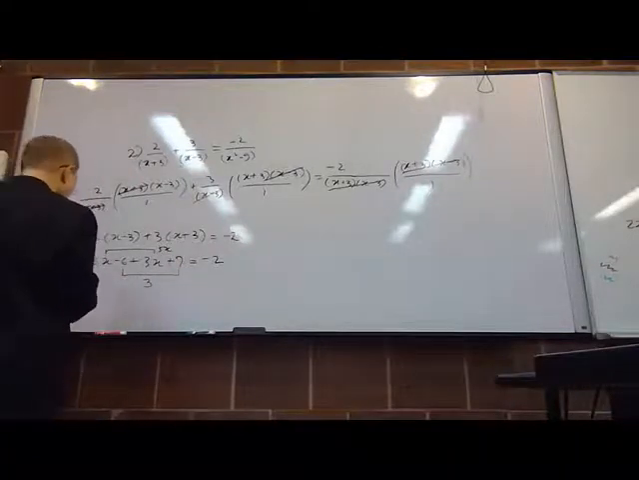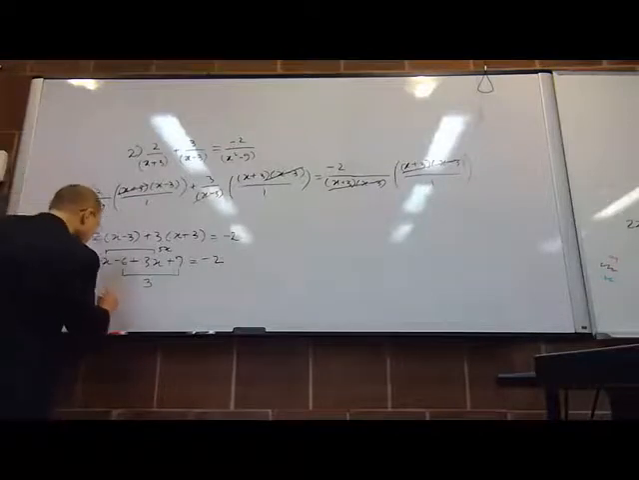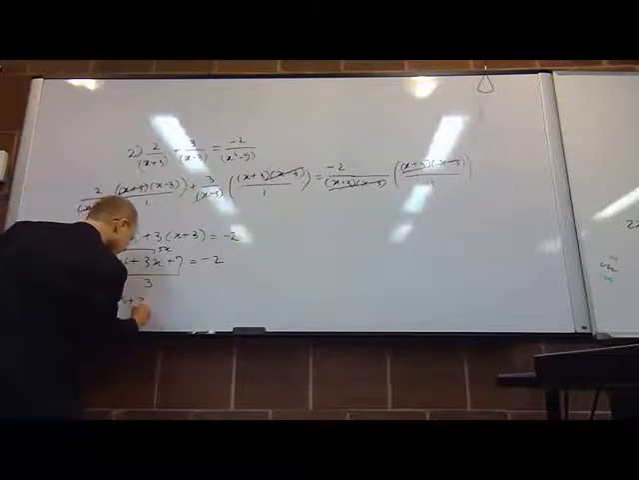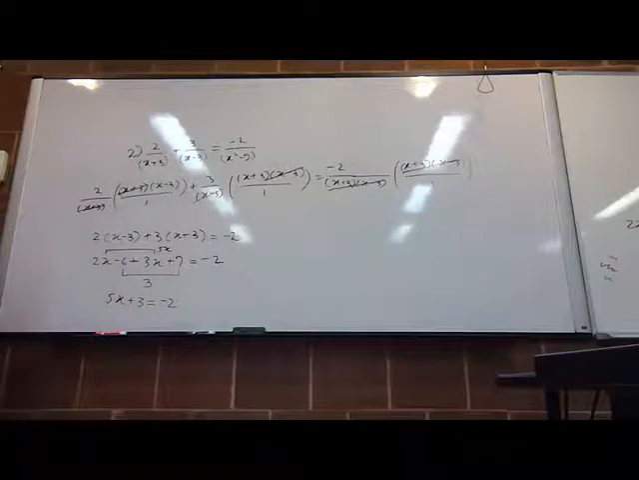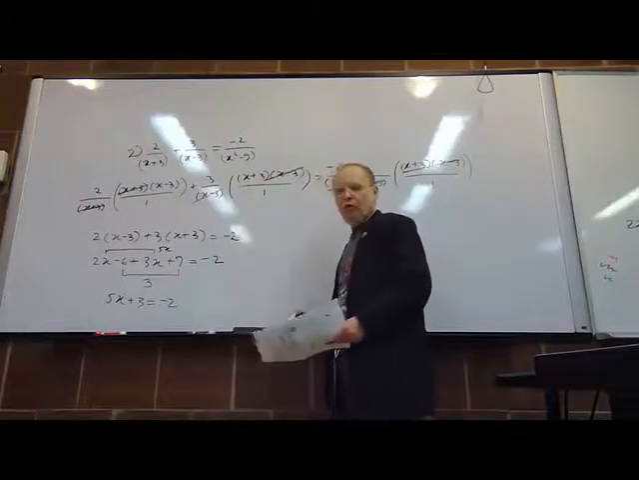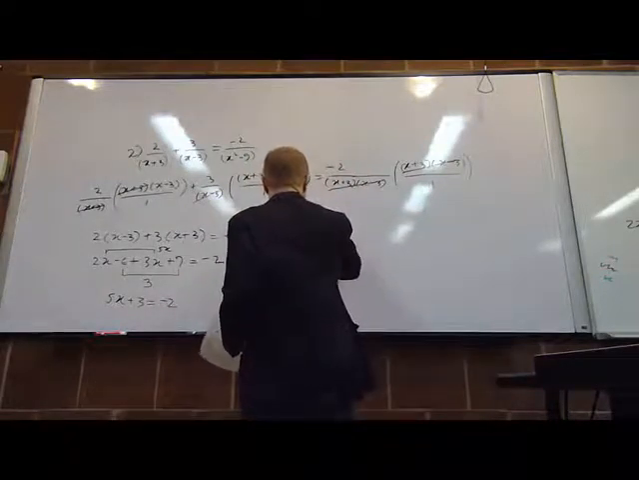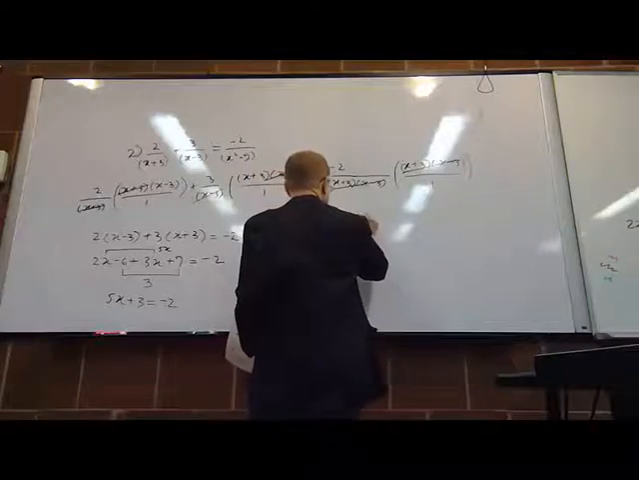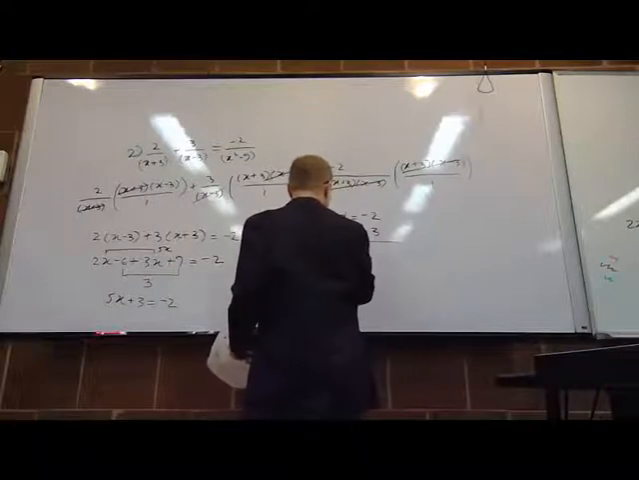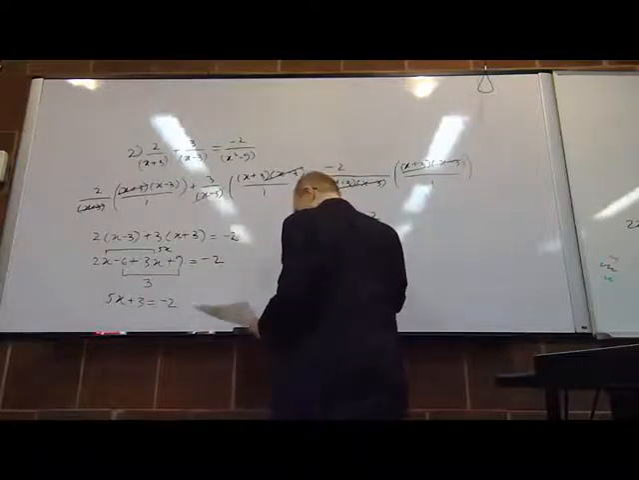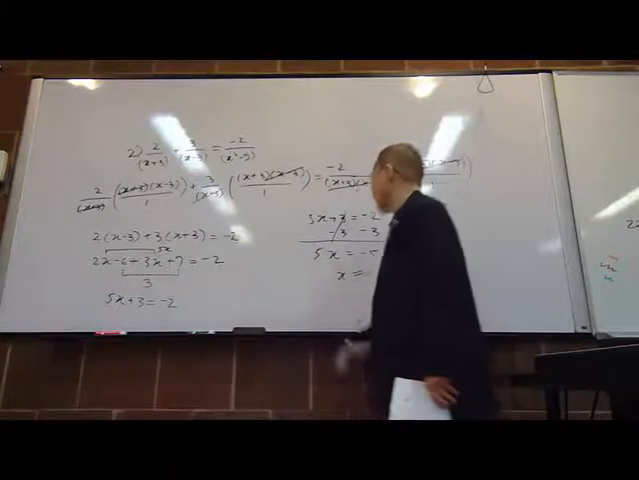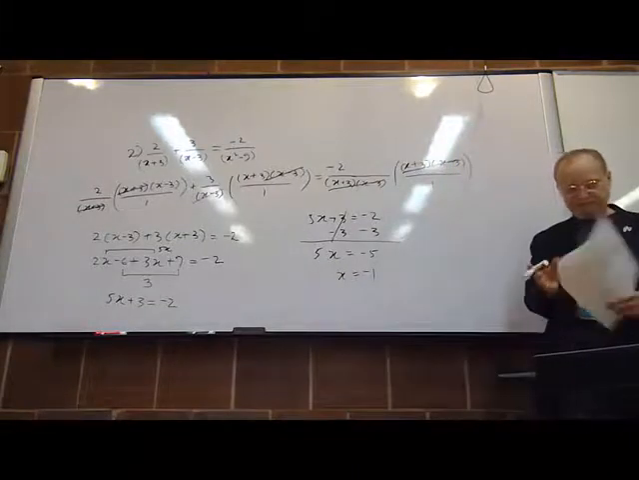So now I have an equation that looks like 5x plus 3 is equal to negative 2. Wow, isn't that manageable? So now we just solve for x the way we would normally solve for x. So I'm just going to rewrite it here. 5x plus 3 is equal to negative 2, minus 3, and then 5x is equal to negative 5, and therefore x is equal to negative 1. And there is our final answer.